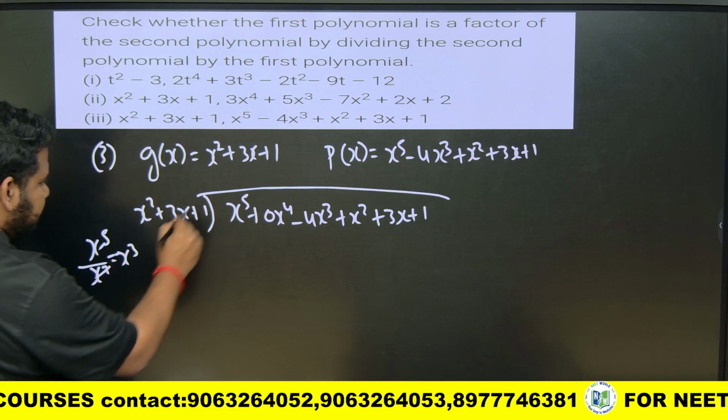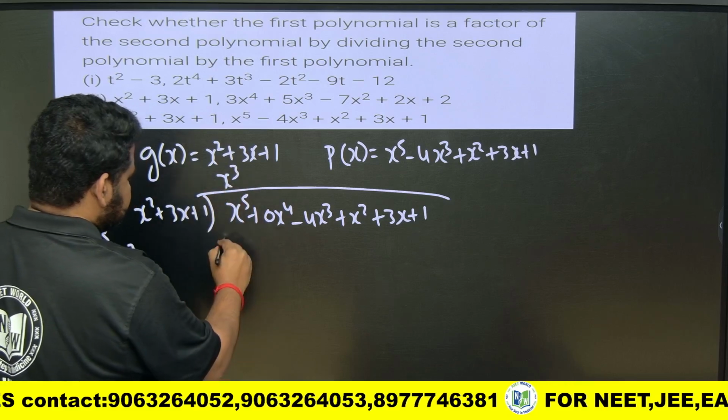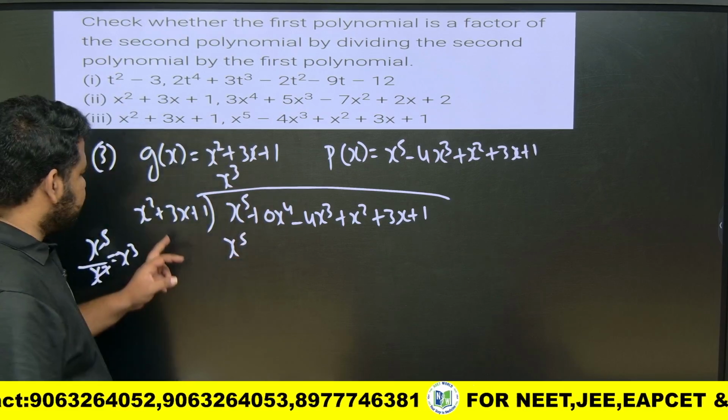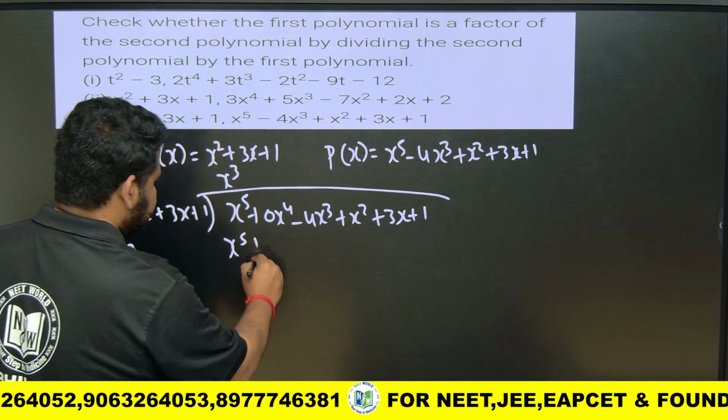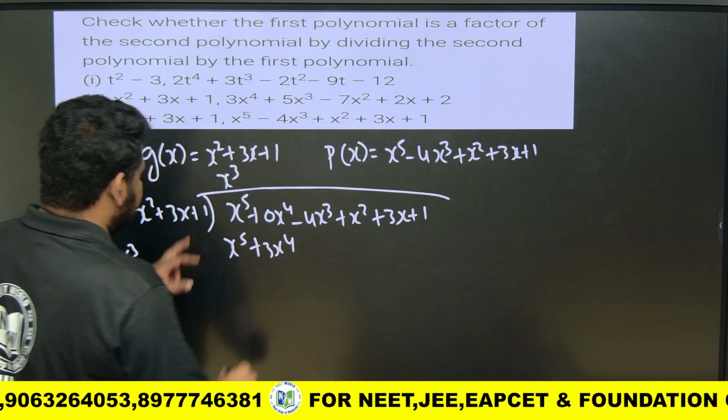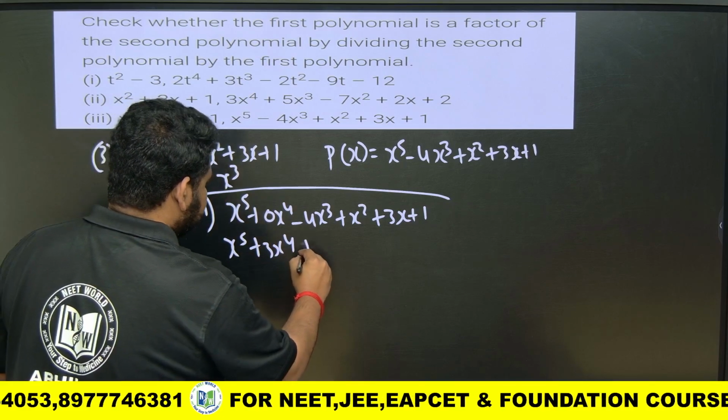Okay, so I should multiply by x cube here. So x cube into x square is x to the power of 5. Now 3x into x cube is 3x square... 3 into x to the power of 4. 1 into x cube is 1x cube plus 1x cube.